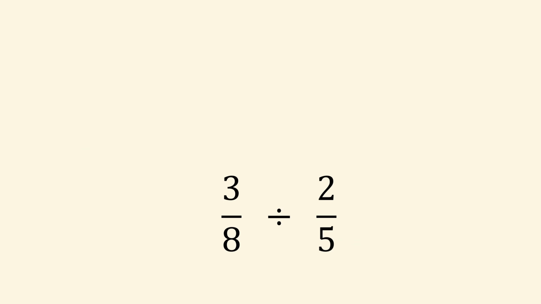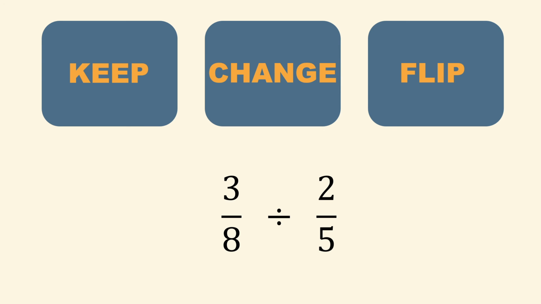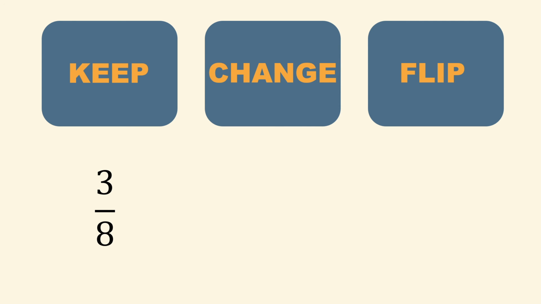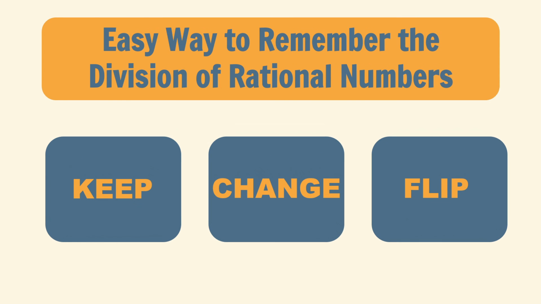But if there's an instance that you forgot the steps that I discussed with you, I would like you to at least remember these three important words in dividing rational numbers. These are keep, change, and flip. So keep the dividend. Change the sign into multiplication. And flip the divisor. And it is the easy way to remember the division of rational numbers.